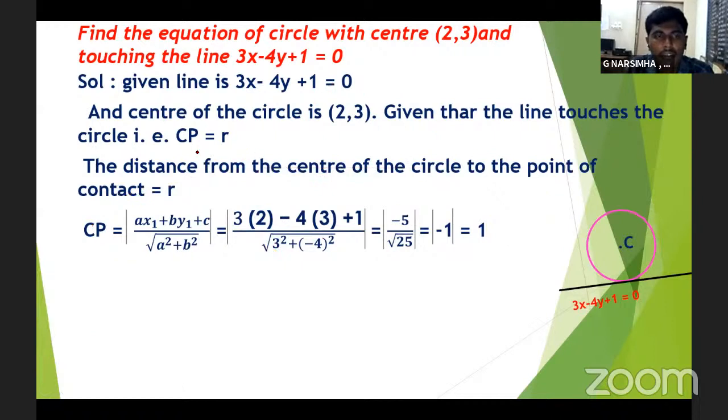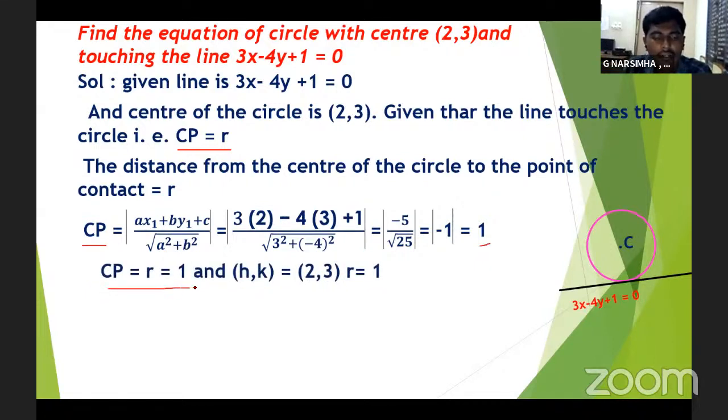According to the question, CP is equal to R. We are finding the value of CP, that is 1. Therefore, CP is equal to R, which is equal to 1. The center of the circle is already given, assumed as (h, k). Therefore, the radius of the circle is 1 and the center of the circle is (2, 3).